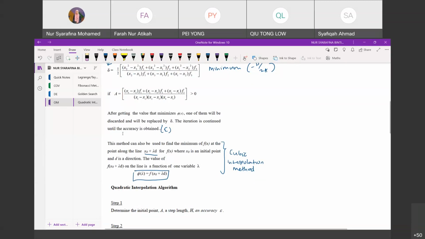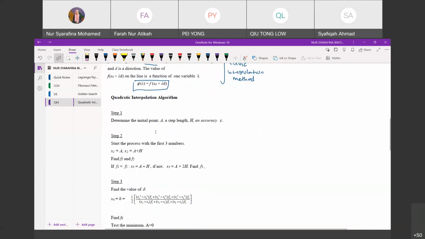All right, so as for today, let's take a look at the quadratic interpolation method first. First, you need to determine the initial point. Your initial point is x1, which equals a, and the step length h, where you can find x2 equals a plus h, with an accuracy epsilon. In quadratic interpolation, we have an initial point, a step length, and also the accuracy. So start the process with the first three numbers.